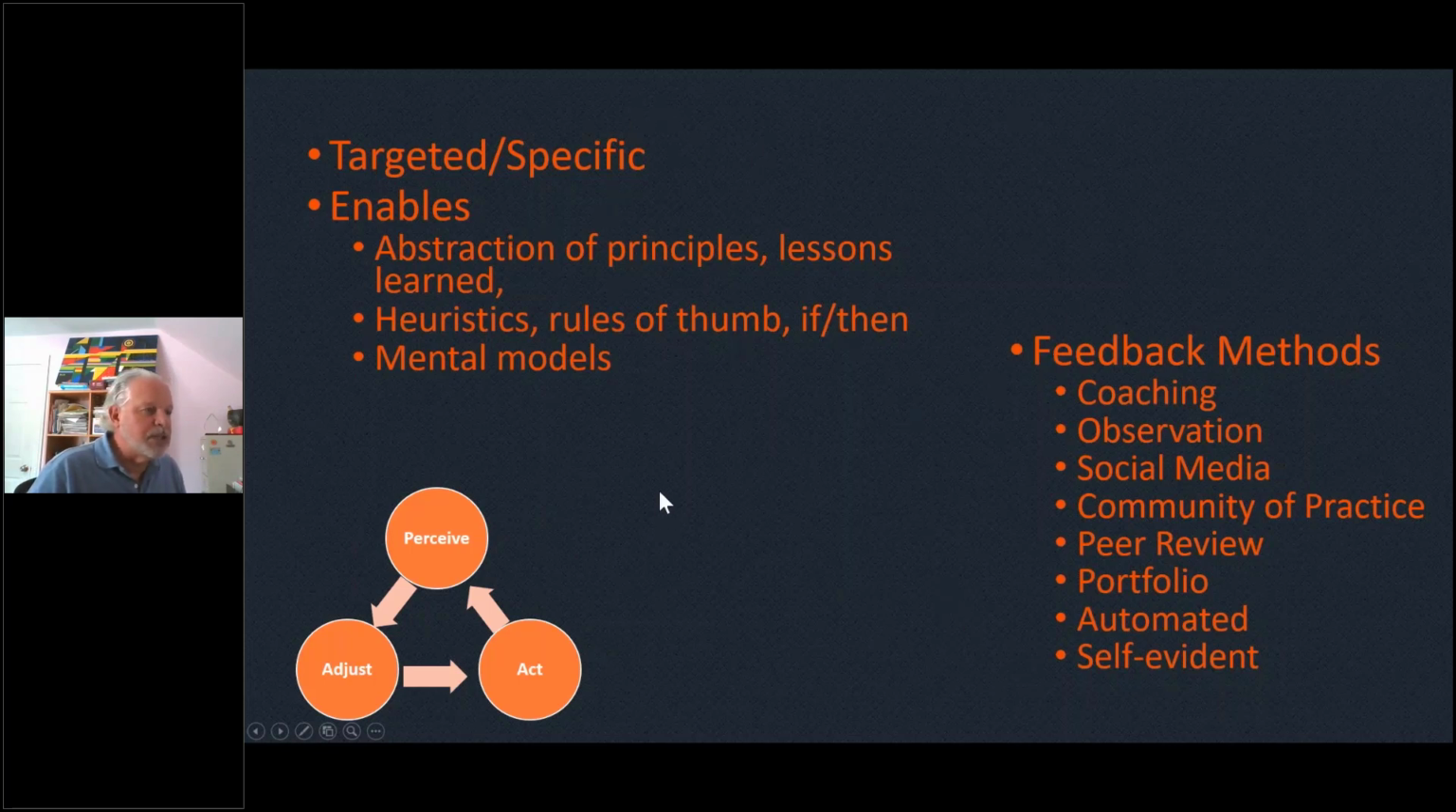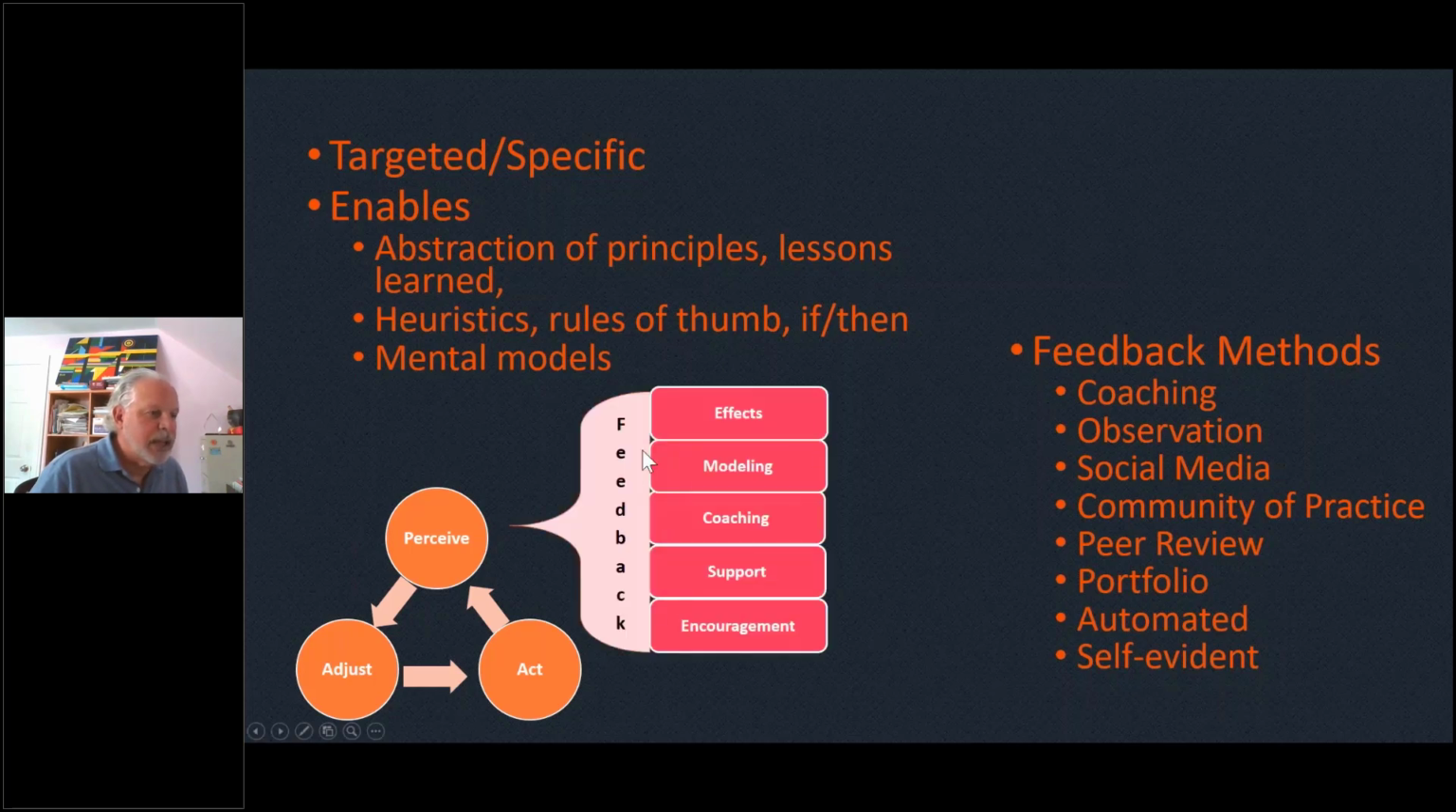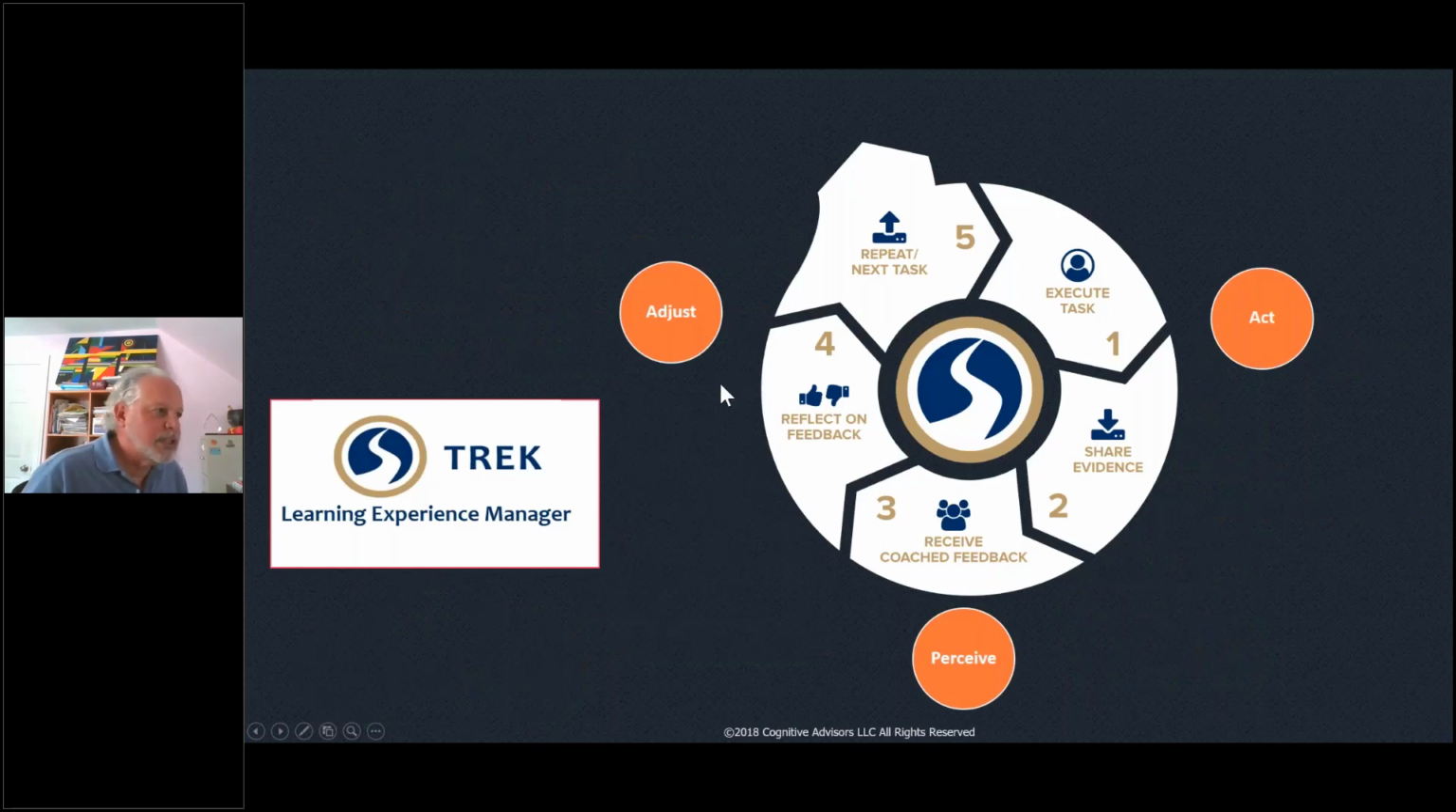And that reflection piece is critical. We tend not to focus on that very well, especially the reflection piece and supporting that process. And that's a key part of the learning process. Okay? Getting that feedback and that reflection. So with Trek, here's an example of how that works. In the software, in the learning path, we go through that same cycle. Notice the act, perceive, adjust. So you execute a task in Trek.